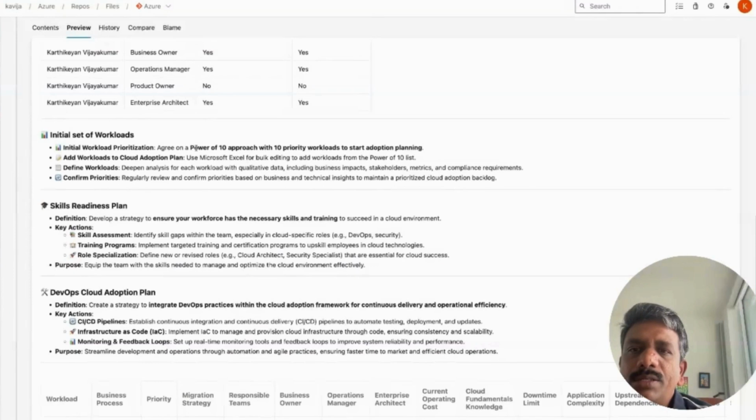With all this information, Microsoft suggests following the approach of 10, wherein you will be migrating 10 priority workloads, like some HR applications, some finance applications, some communication applications, all those things, and get started with a simple application.